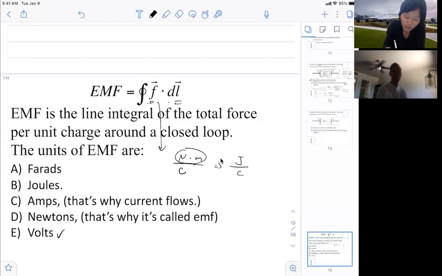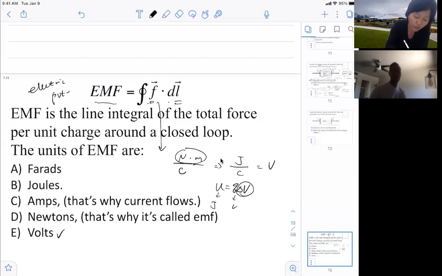So if you recall, U is Q delta V, right? This is energy, joules, this is coulomb. So delta V is joule over coulomb, which is voltage. So yes, EMF is actually describing voltage, it has the unit of voltage, of electric potential. So even though it's called a force, it's really an electric potential as a physical quantity.